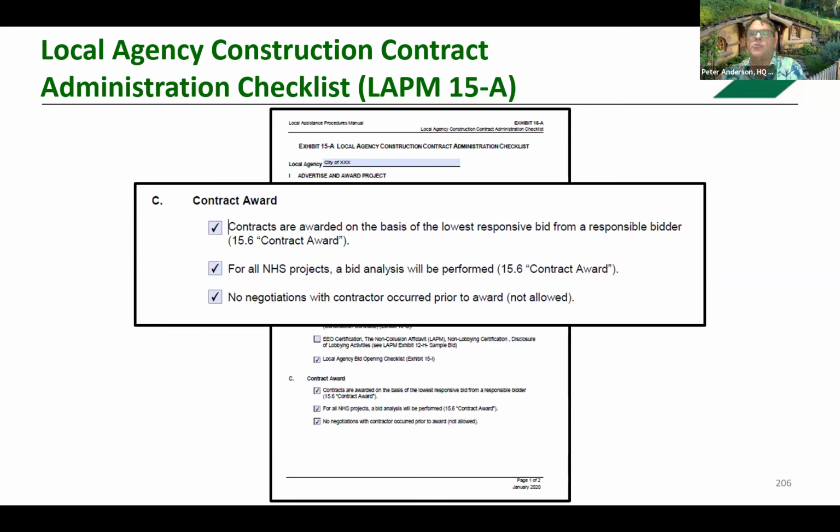And when it comes to contract award, the contracts are to be awarded on the basis of the lowest responsive bid from a responsible bidder. We'll talk about those definitions here in a moment. A bid analysis is to be performed for projects on the National Highway System. And again, no negotiations with contractors prior to award. Absolutely not allowed.